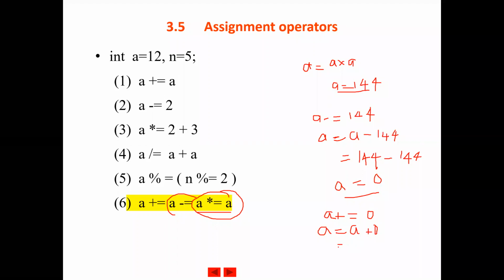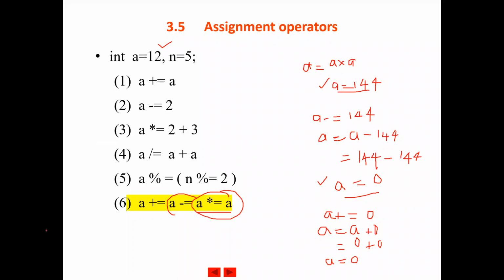No, in this step, no. First A was 12 in the beginning. Then we got the value of A as 144. In the next assignment, we got the value of A as 0. Now we are going to substitute the current value of A. What is the current value of A? It is 0. So A equal to 0 plus 0 equal to 0. So in the last step, we'll be getting the value of A as 0.